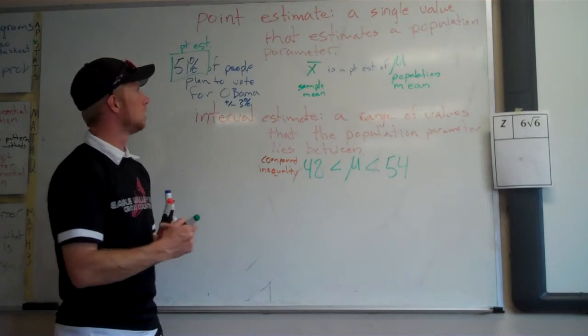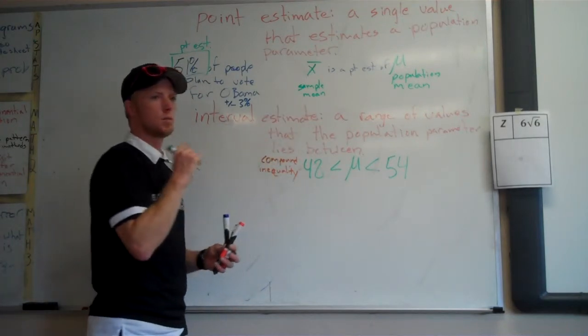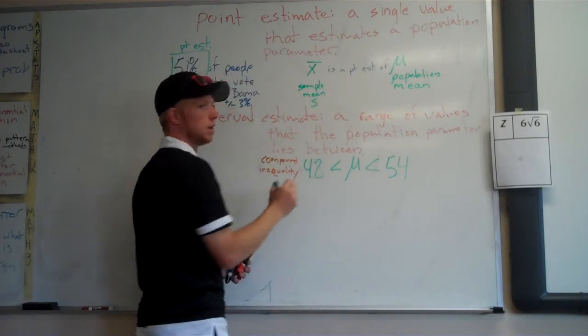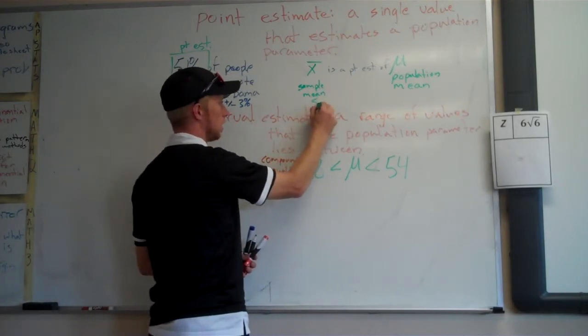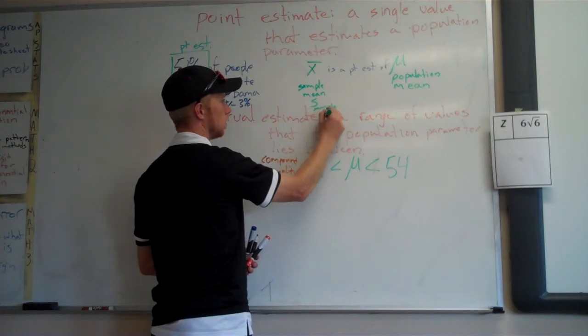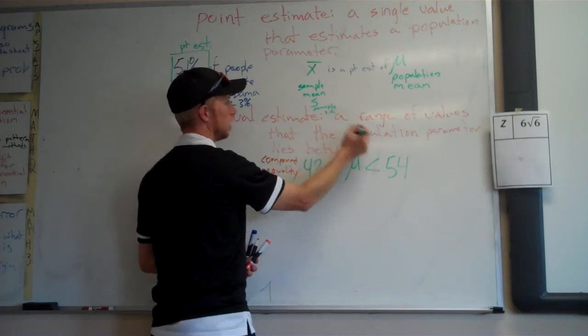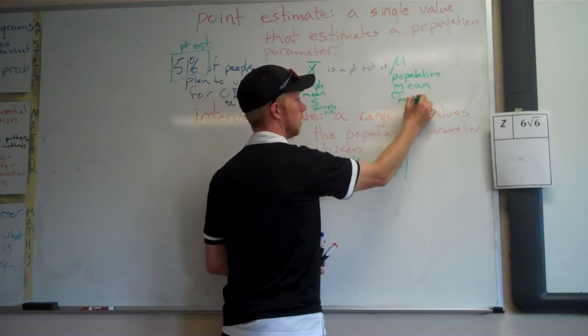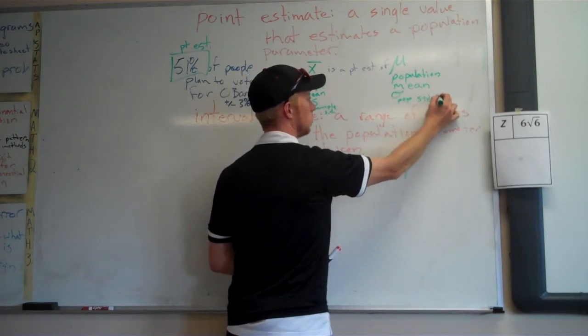Going back to the point estimates, the other point estimate that I want to focus on right now is that S is our sample standard deviation, and sigma is our population standard deviation.